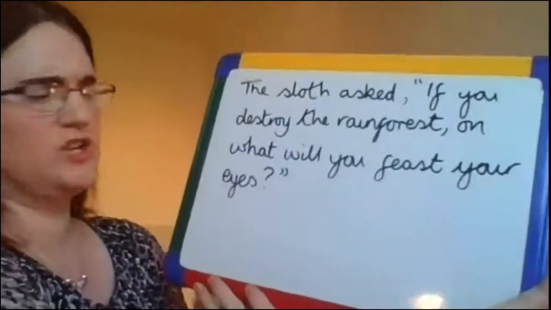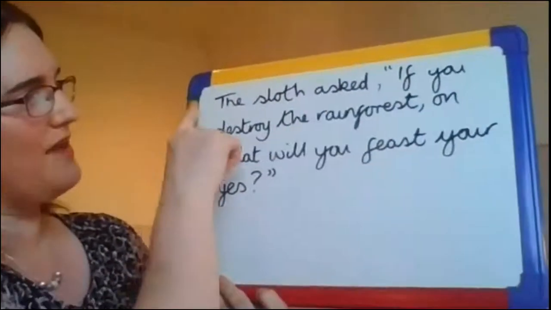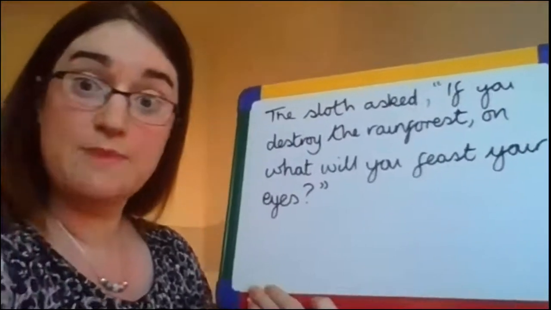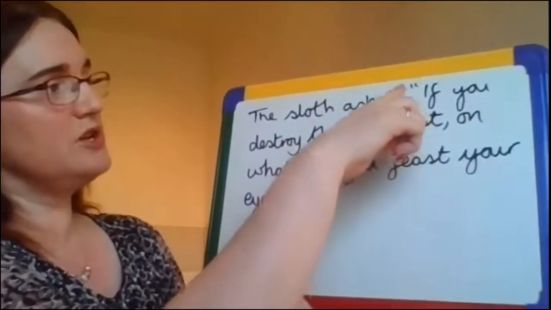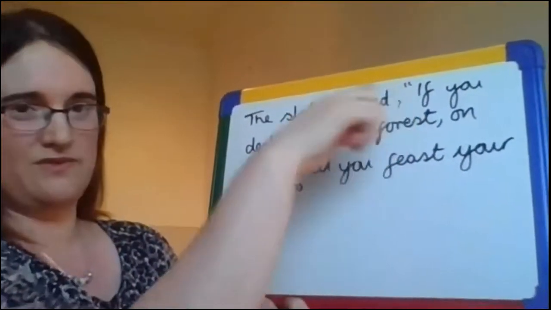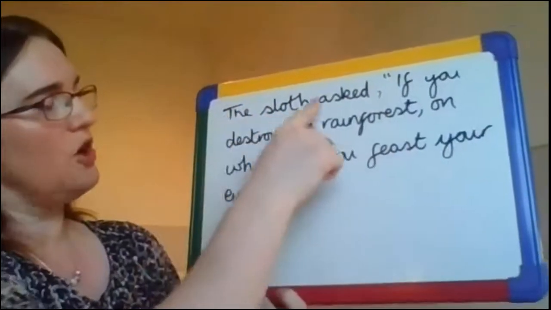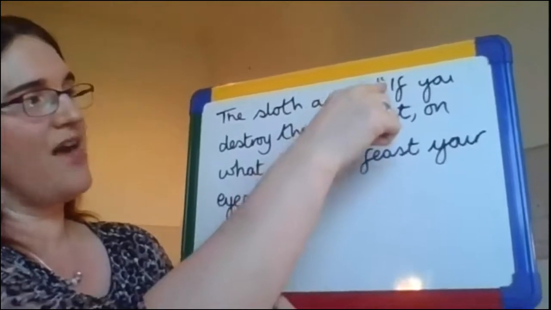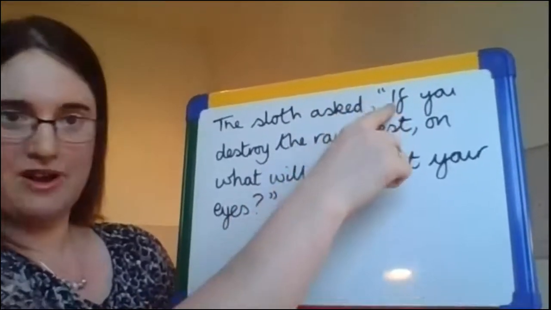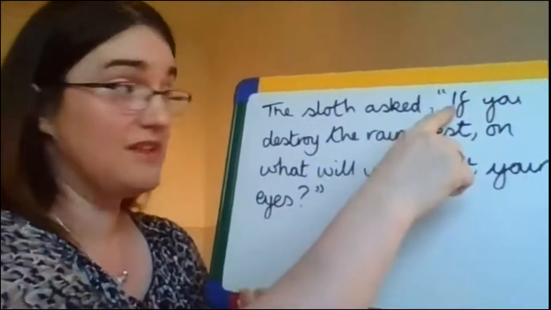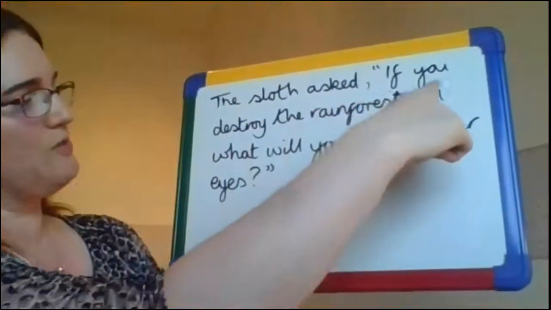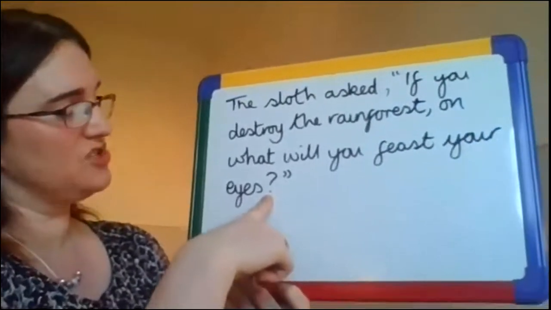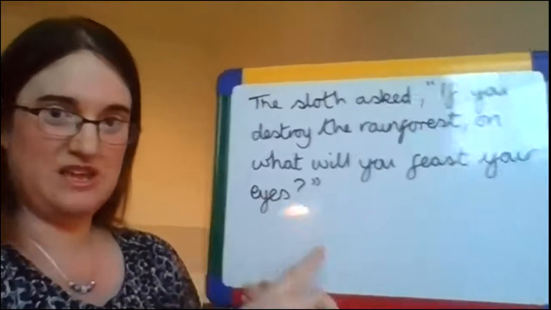And then finally, this one's quite often quite tricky to phrase. This is where we have the reported clause at the beginning, and they do this quite a lot in the Great Kapok Tree story. And sometimes they use a colon here, so 2 dots above each other. But I've used a comma. The sloth asked, comma, because we have to have a pause before our punctuation of our speech. Then we've done our 66. We must remember a capital letter, so make sure you've got your capital letter in there. "If you destroy the rainforest, comma, on what will you feast your eyes?" And our question mark to end our speech, our pause before our 99 shaped speech marks.